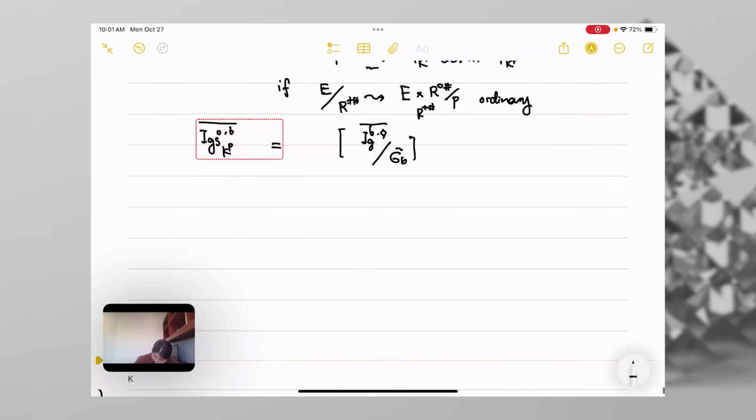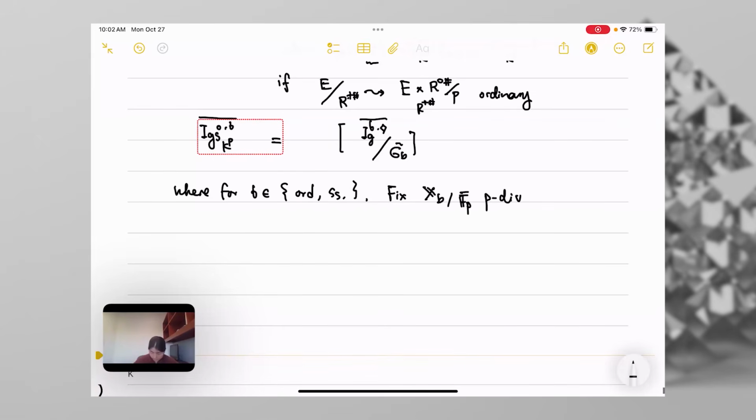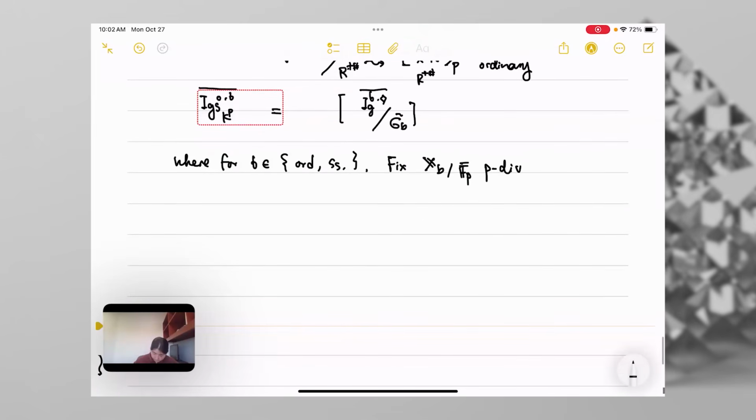So I'll finish by defining what this Igusa variety is. For b being ordinary or supersingular, we can fix a representative of a p-divisible group over F_p bar in the corresponding isogeny class.